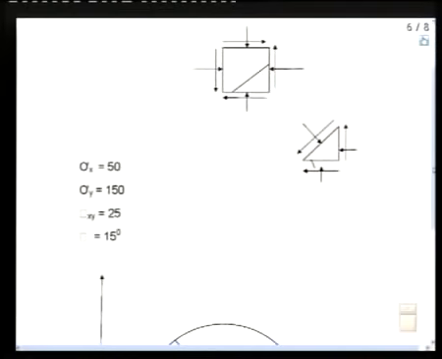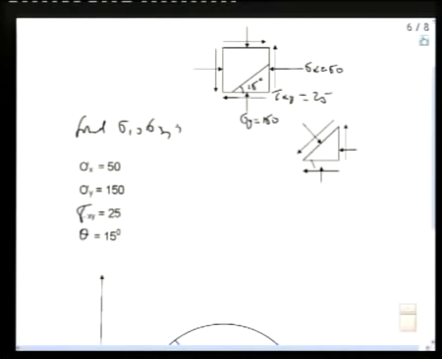Example: we have sigma x equal to 50, sigma y 150, tau xy 25. This is tau xy. Theta is 15. Find sigma 1, sigma 3, sigma n, tau n.